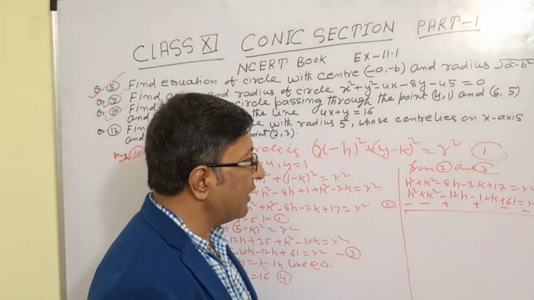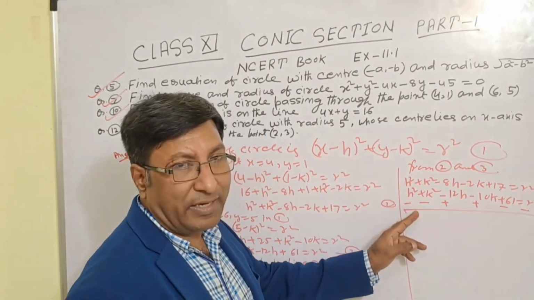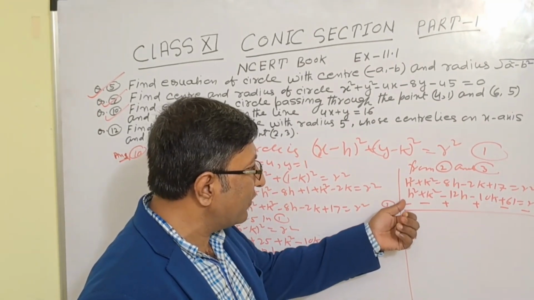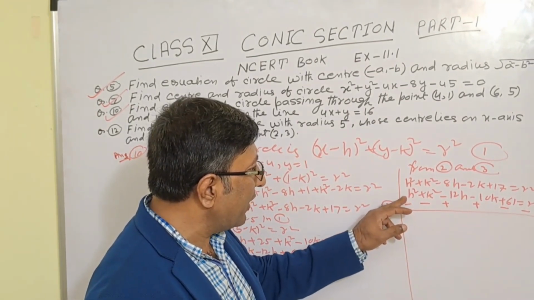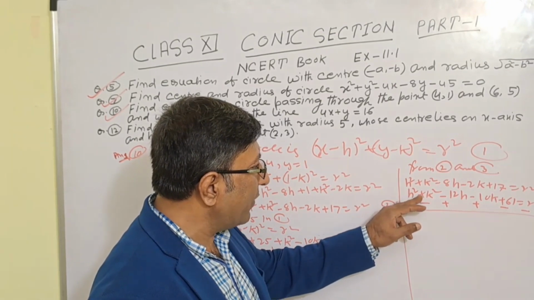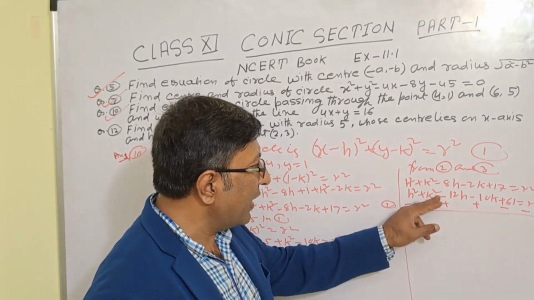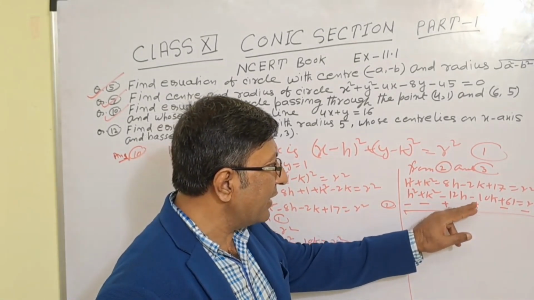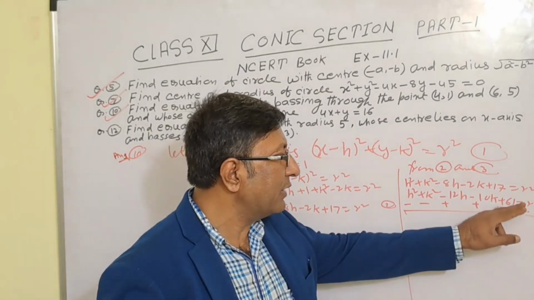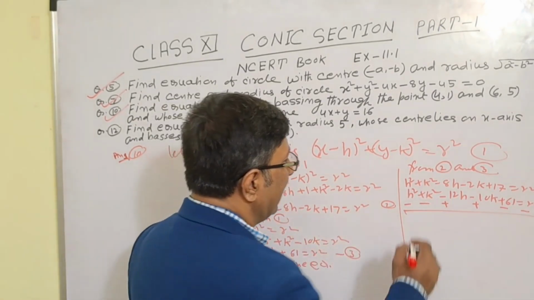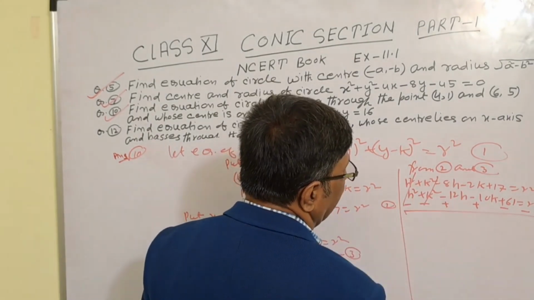So when we subtract the first equation and the second equation, we change the sign of the last. So this is h square plus, so this is minus. K square plus, so this is minus. 12h minus, so this is plus. This is minus, so plus. This is plus, so minus. Again this plus, so minus. Now this h square cancels, k square cancels.